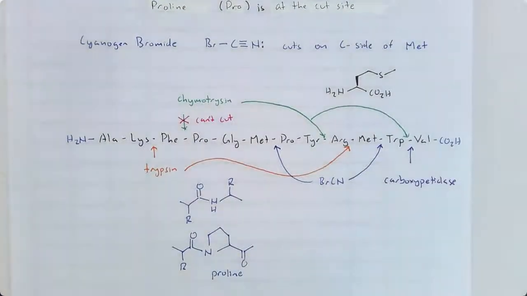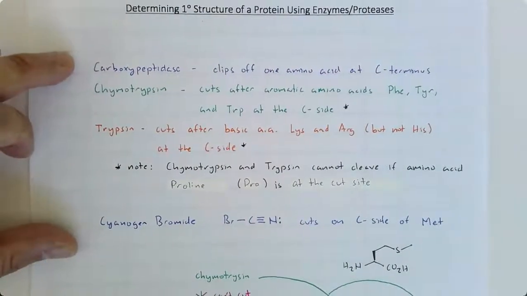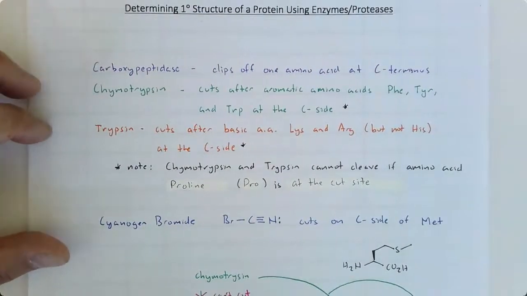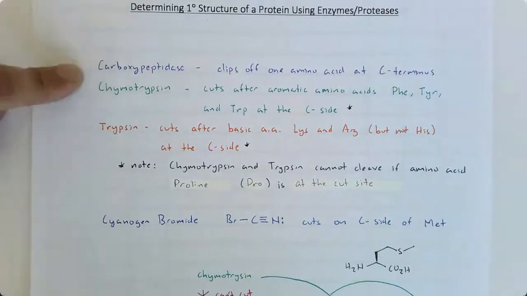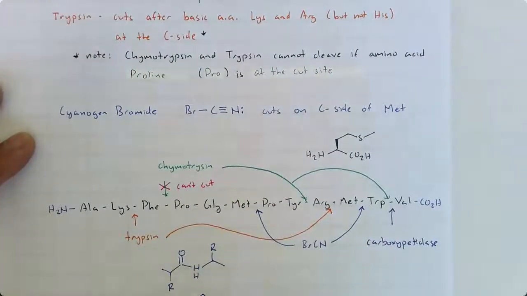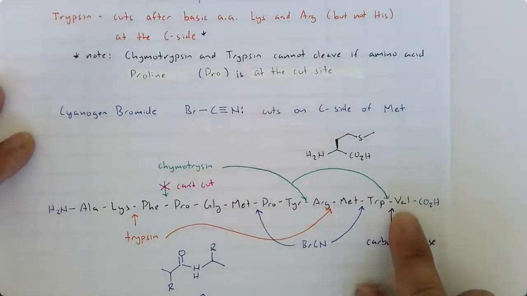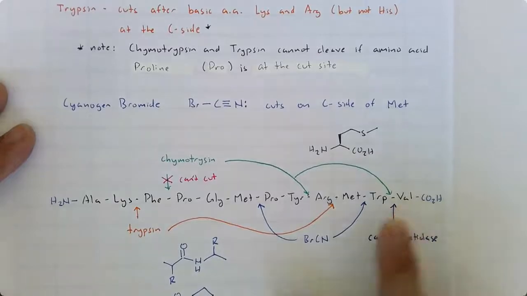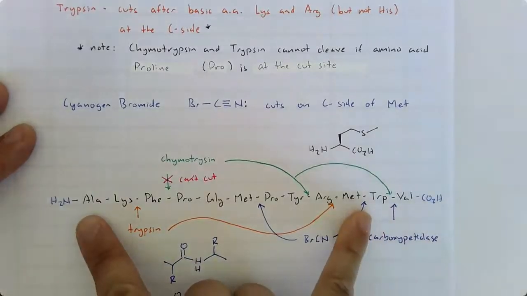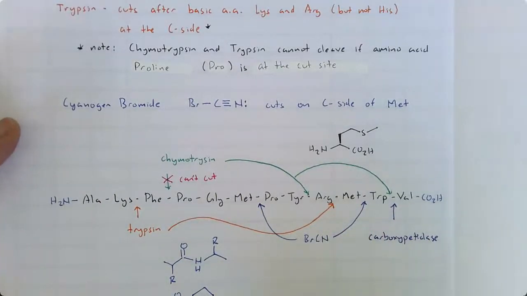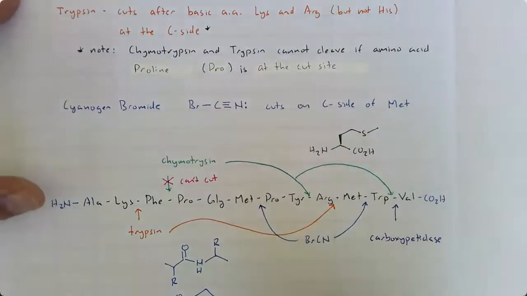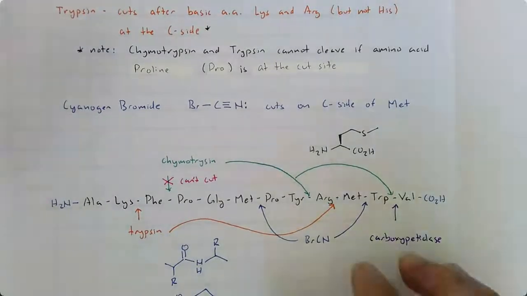Okay, so what's the process? The process is you take maybe 4 aliquots of your polypeptide and you treat 1 aliquot with carboxypeptidase. And you'll have fragments. You'll have, in this case, a valine single amino acid, and you'll have this long peptide. Okay. So that's the analysis for carboxypeptidase, and you have those 2 pieces.